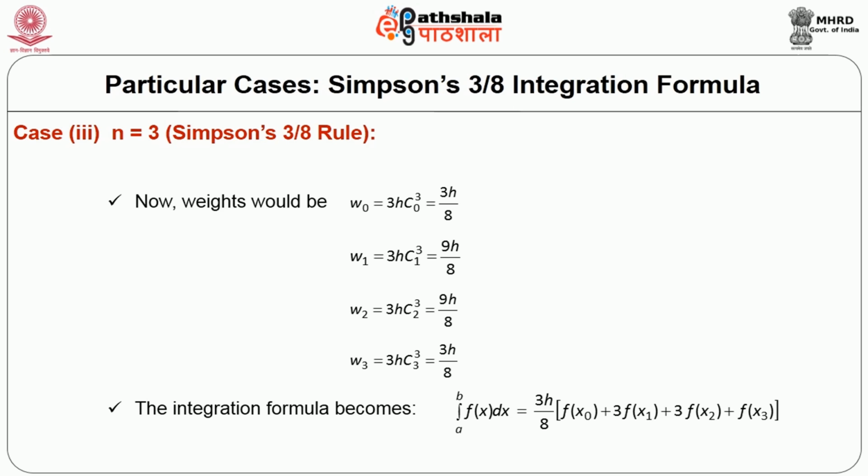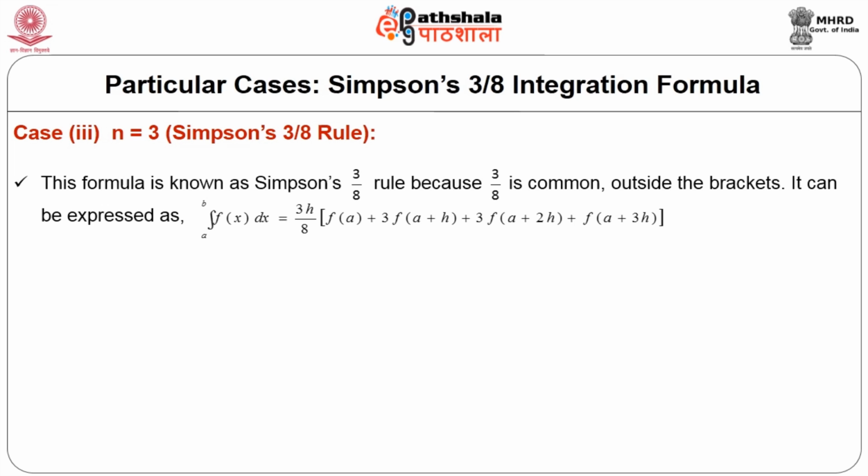And so the integration formula obtained by fitting a cubic polynomial gives us the integral a to b f(x) dx as 3h by 8, where h is (b minus a) by 3, times f(x0) plus 3f(x1) plus 3f(x2) plus f(x3). This formula is known as Simpson's 3 by 8th rule.